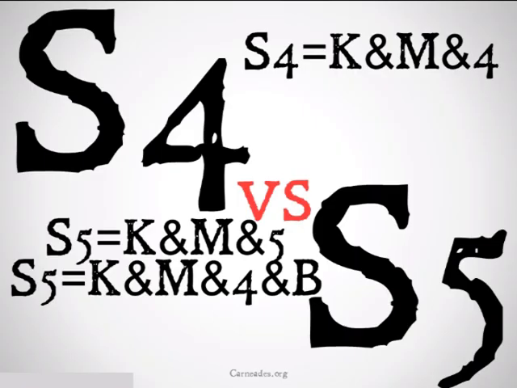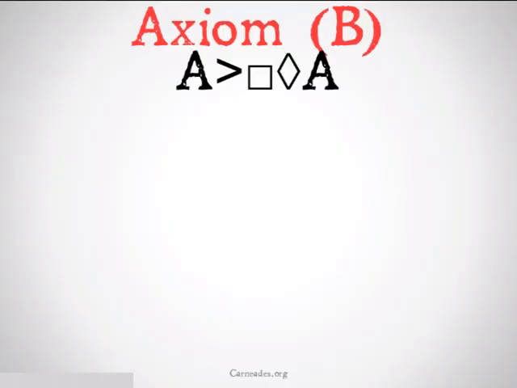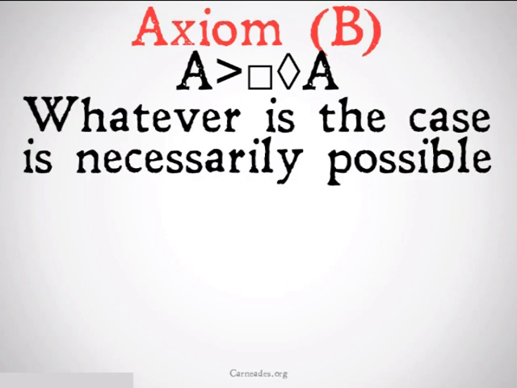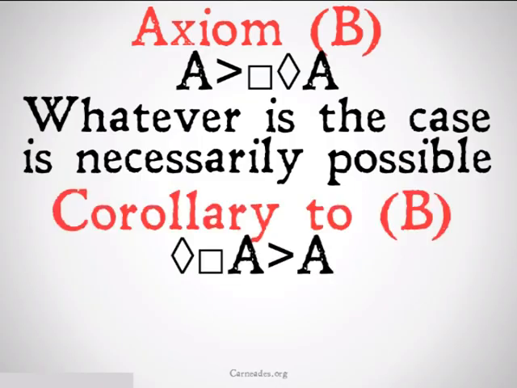That said, if those objections weren't convincing, take a look at this explanation that exists in the Stanford Encyclopedia of Philosophy, which explains why S5 and B aren't terribly intuitive. So, axiom B is A implies that it's necessary that it's possible that A. Whatever is the case is necessarily possible. This seems pretty intuitive on the face of it. The corollary to B, however, is very unintuitive.